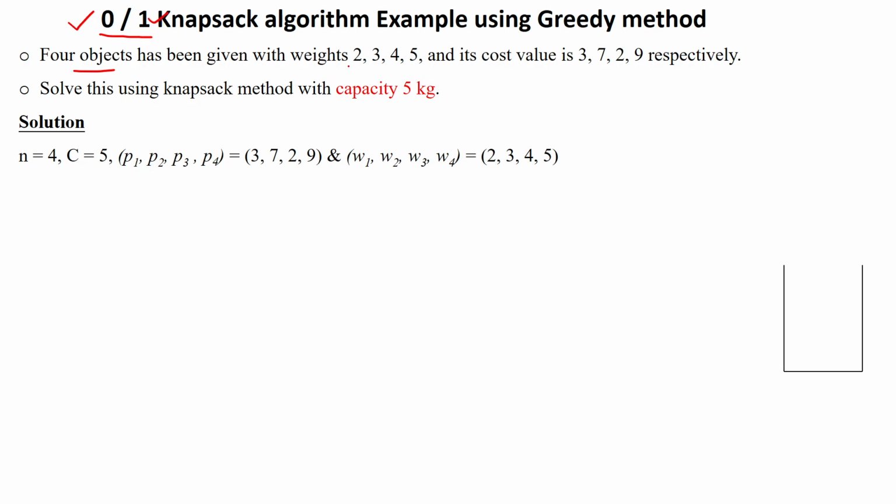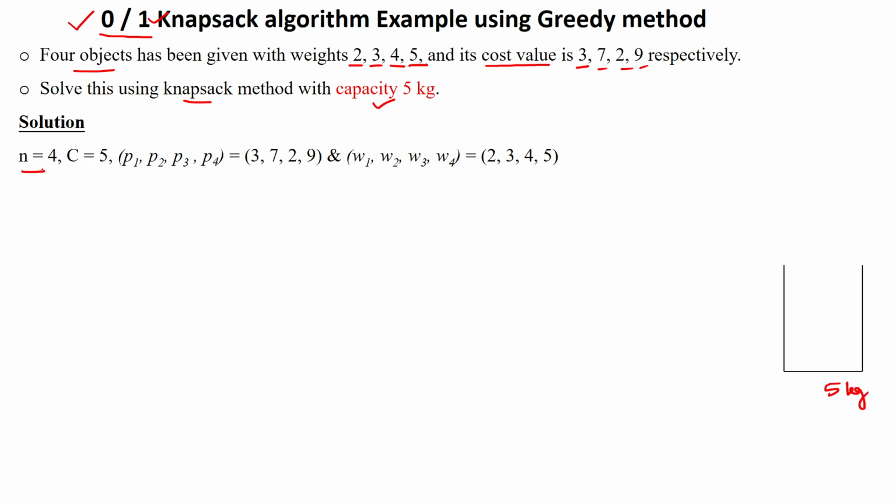The weights of the items are: item 1 is 2 kilograms, the second item 3 kilograms, the third item 4 kilograms, and the fourth item 5 kilograms. The corresponding values of each item are 3, 7, 2, 9 respectively. We have to solve this knapsack problem using the greedy algorithm. The capacity of the knapsack is 5 kg.